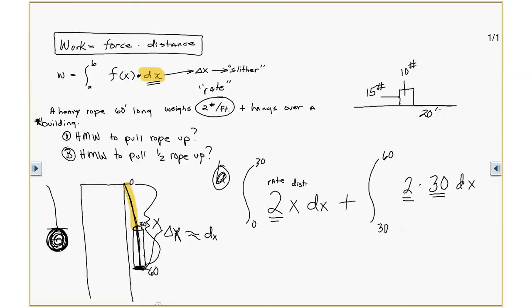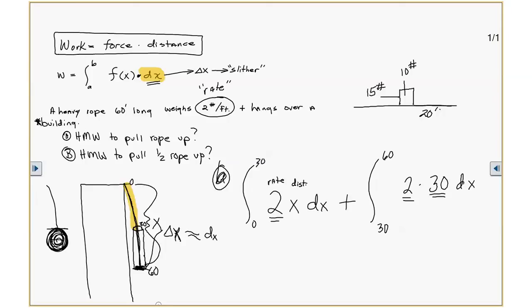2,700. Now, very good. I'm very proud of you. Now, what does that mean? Look at A and B. It's not half the work, it's more than that. Why is it more work? 3,600 is pulling up the whole rope. Pulling half the rope up is almost as much as pulling the whole rope up. Why? You're pulling up the bucket. You're pulling up the dead weight.